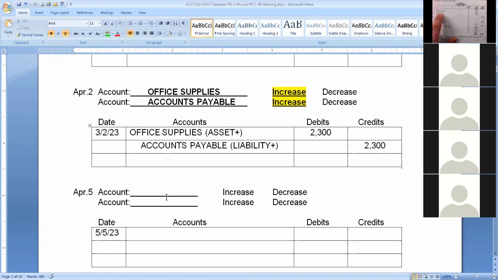And prepaid insurance is an asset because this is paying into the future. These are paying things ahead of time. And by the way, if you cancel your insurance, you'll get a refund for it. So this can actually be turned into cash if you cancel the insurance. I wouldn't encourage you to do that. So prepaid insurance is an asset, and it's going to be going up. It has a future value to it.